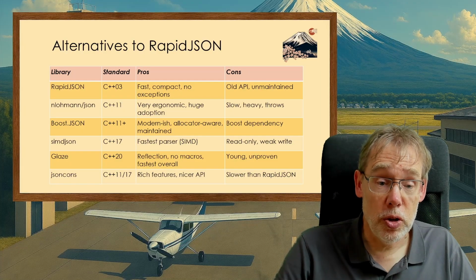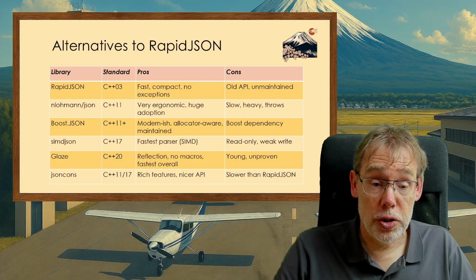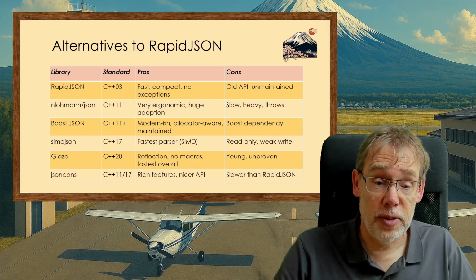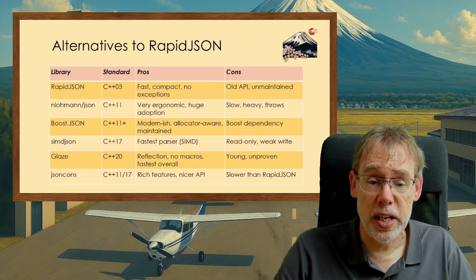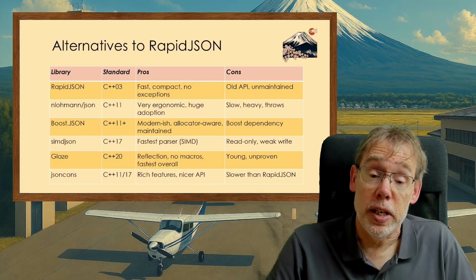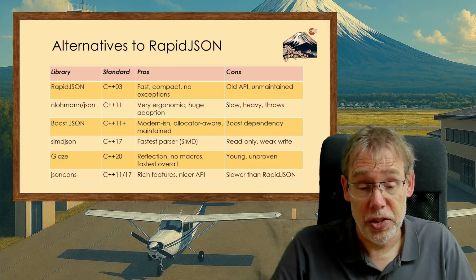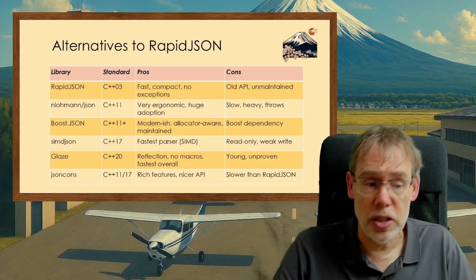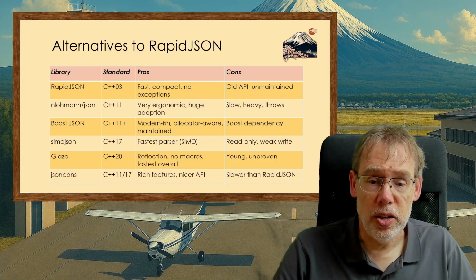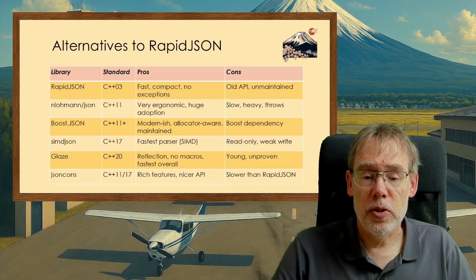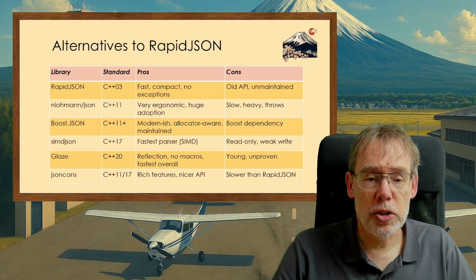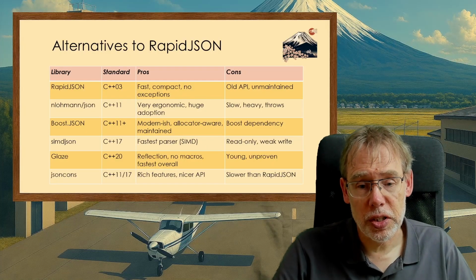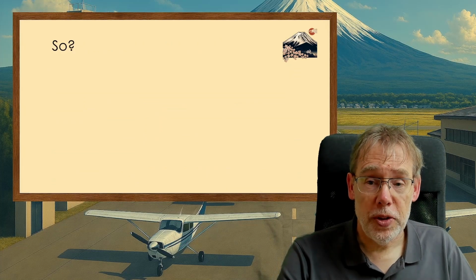Then there is JSON Cons. It uses C++11 and 17. It has very rich features and a nice API, but again, it is slower than RapidJSON. So there are a lot of alternatives to RapidJSON. RapidJSON is clearly intended for the WASM crowd and people who want to have very high frequency flow of messages. Take a look.